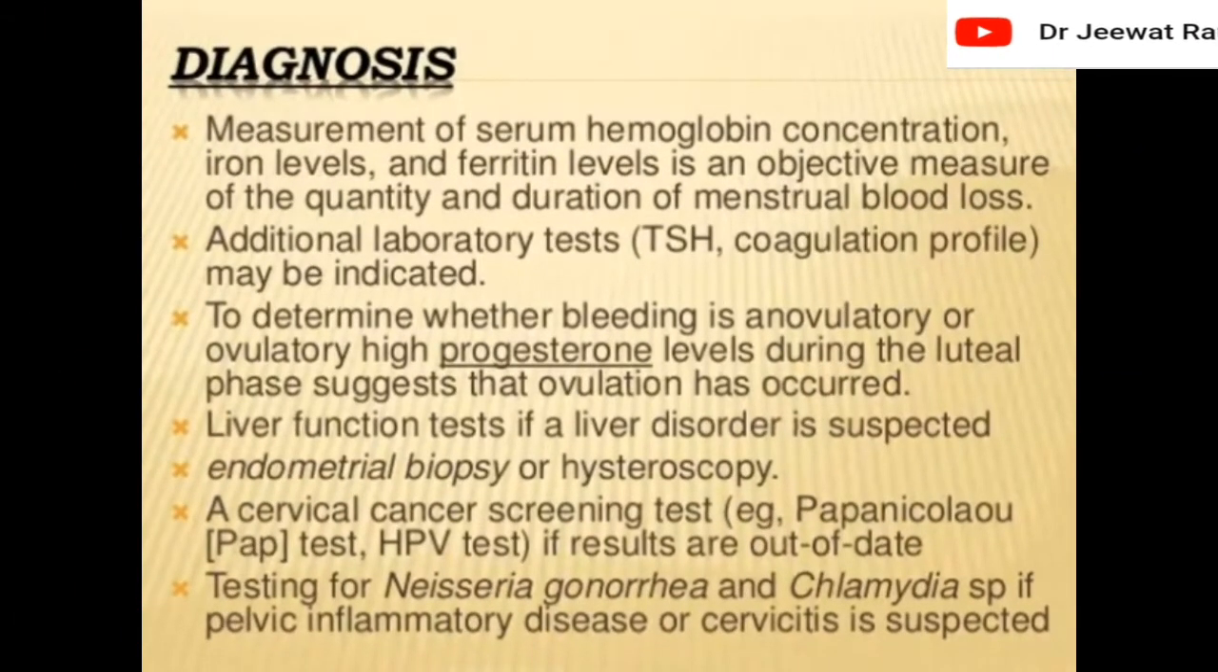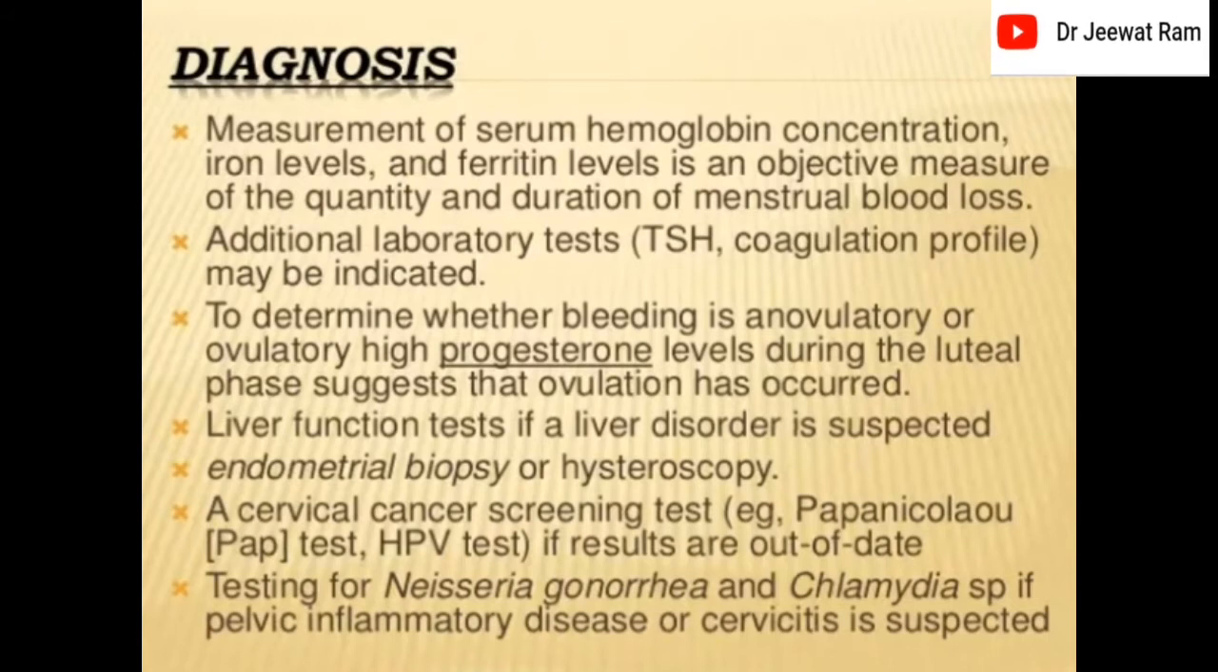Measurement of serum hemoglobin concentration, iron levels, and ferritin levels is an objective measure of the quantity and duration of menstrual blood loss. Additional laboratory tests, TSH and coagulation profile, may be indicated. To determine whether bleeding is anovulatory or ovulatory, high progesterone levels during the luteal phase suggest that ovulation has occurred. Liver function test if a liver disorder is suspected.